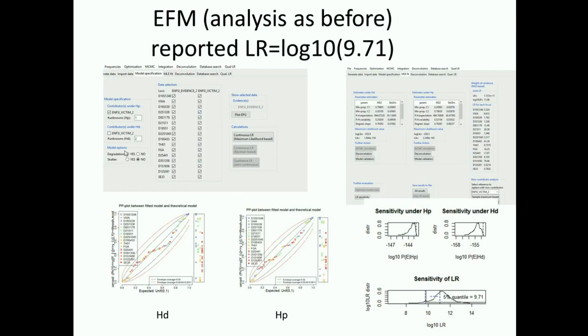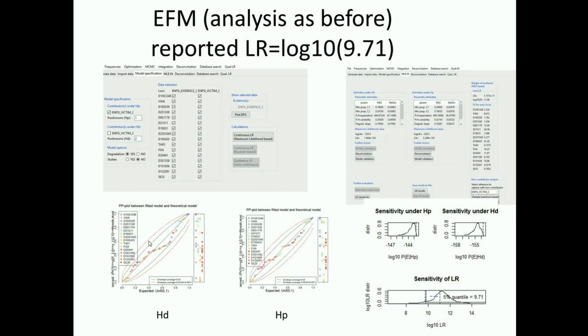The model is still a degradation model without stutter, and we click on the continuous LR button, which gives us the MLE fit, and then we can inspect the mixture proportions, which are virtually the same as before. We've got 20% of the victim as a contributor, and the remainder is around about 80% of the unknown individual. And here we can see the likelihood ratio, log 10 11.06 in this example.